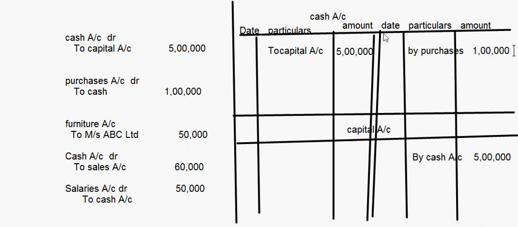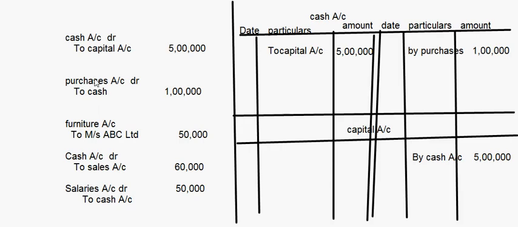Now since we have made the cash account, now purchases account we have not made. So now I'm going to make the purchases account here. Date, particulars, amount, right? Again, date, particulars, amount. The entry that we have here is purchases to cash. So in cash we have already put by purchases. Now in purchases we will have to put cash.